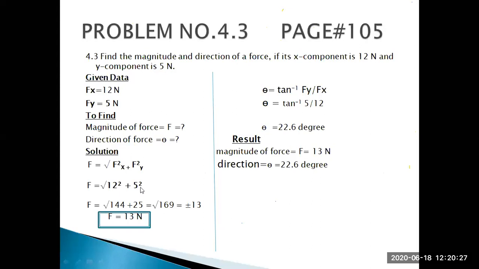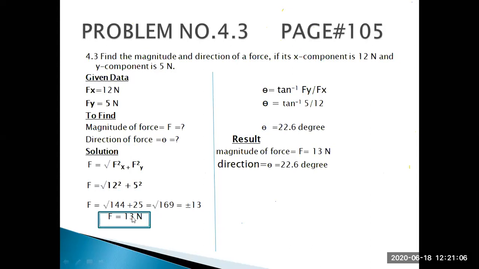Similarly, 5 square will be 25. If you add them up, 144 plus 25 is 169. If you take the square root of 169 with the help of your calculator, you will find plus minus 13. Why am I writing plus minus 13? Because whenever you take a square root, two possibilities come. One possibility is plus 13 and the other is negative.